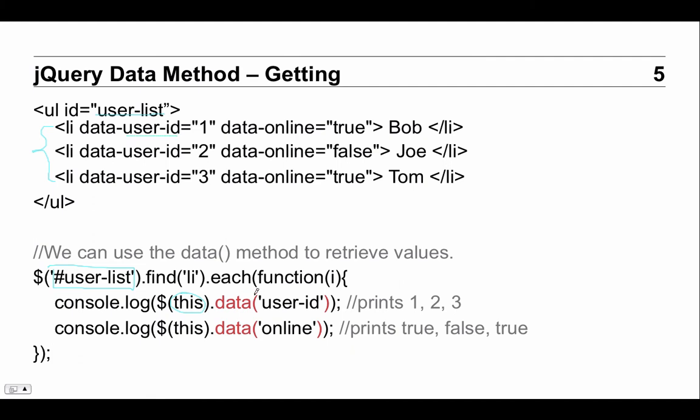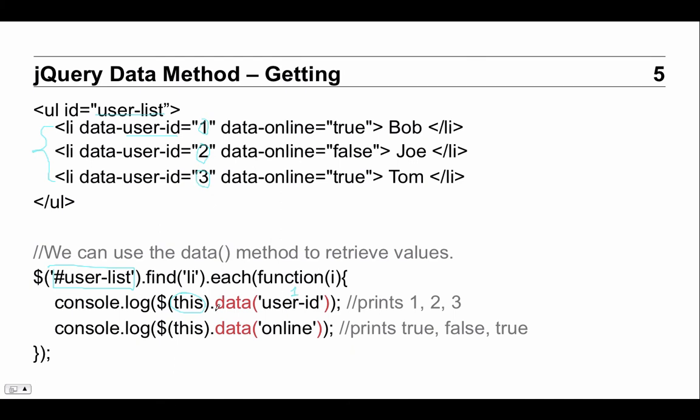So notice that when I say .data, I only have to specify the name of the data attribute after the hyphen. So we don't have to write data dash user ID. We can simply write user ID inside of a string here, and it's going to find this data attribute and grab the value. So for user ID, it's going to grab the value 1 the first time, and then the second time it loops, it's going to grab the value 2 out of the user ID attribute, and the third time it's going to grab the value 3 out of the third list item's user ID attribute.